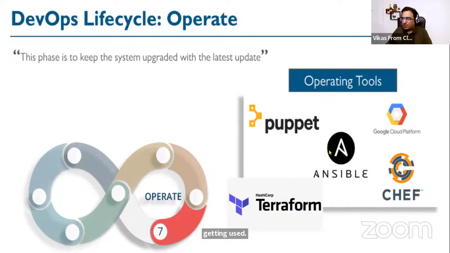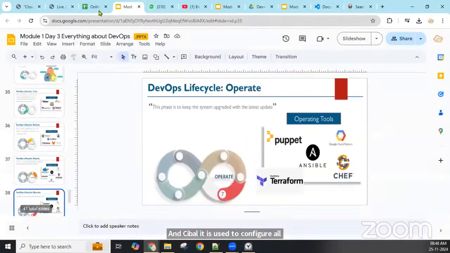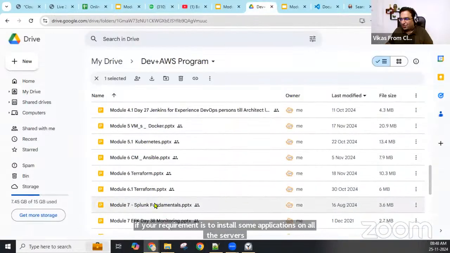Now, if I ask a very basic question, what is the difference between Ansible and Terraform? Anyone here? Terraform is an infrastructure as code service, and it is used to create infrastructure with the help of scripts. And Ansible is used to configure all the services. If your requirement is to install some applications on all the servers, then we can use Ansible. Good, very good answer. Chalo.